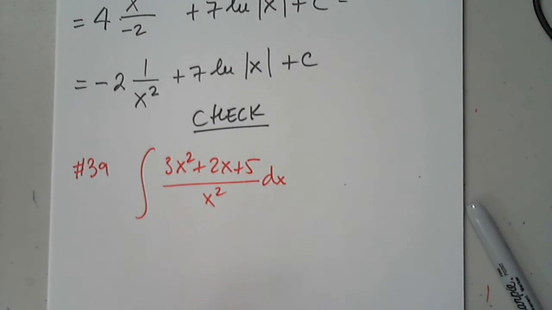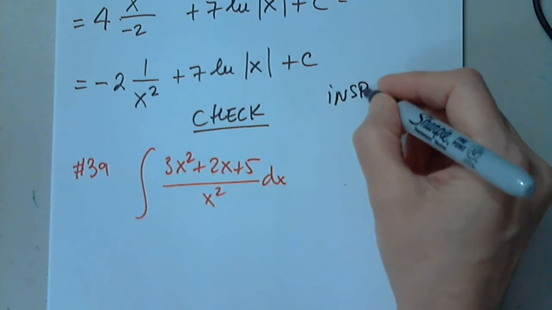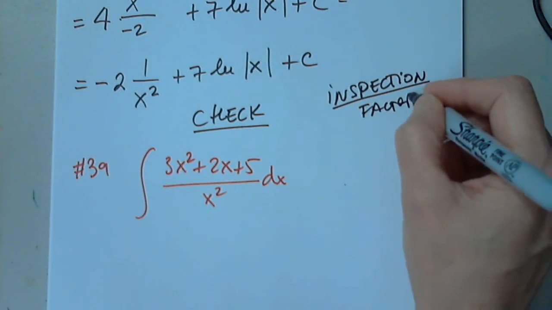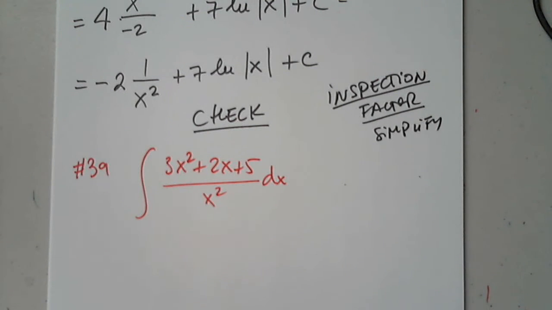Can anyone give us an idea of what to do first before we even think of finding the indefinite integral here? What would you do? Remember the keywords, and I'm going to add one more: inspection. Inspection, factor, simplify. Turn x squared into x to the negative 2? I will not be able to do much with that. So simplify, I say simplify.